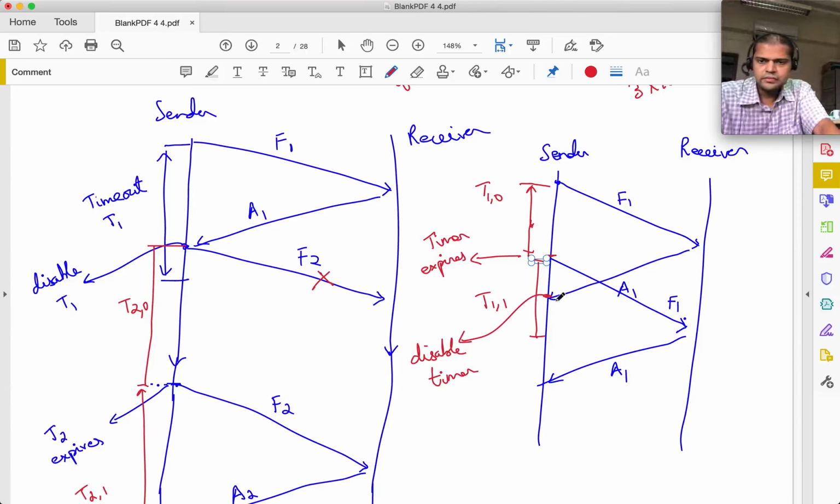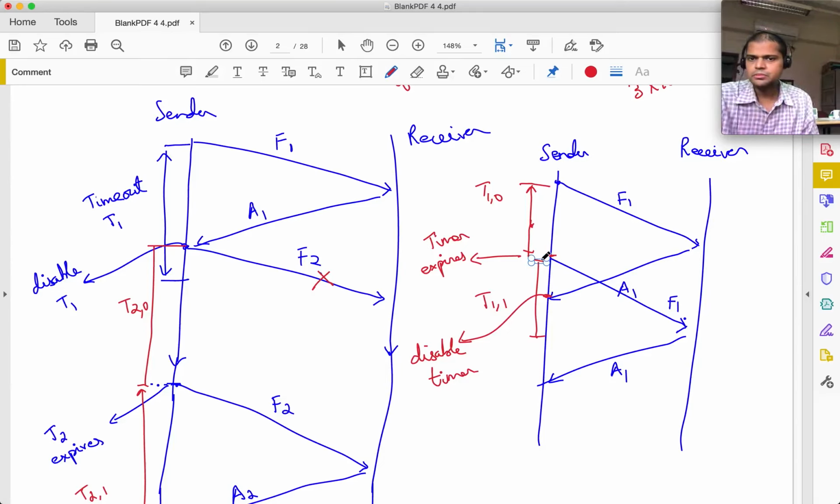And he might send another frame F2 or something like that. So in this particular case, everything went off correctly, but the timer value was set too small, because of which unnecessarily 2 frames were sent, 2 copies of the same frame, and 2 acknowledgements were received back. So this tells us that we need to set this timer properly.